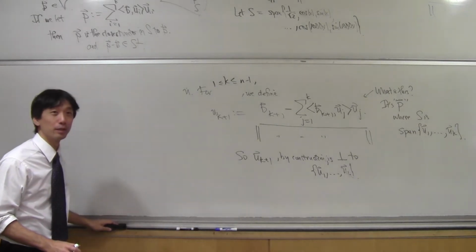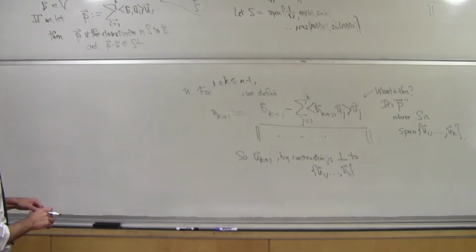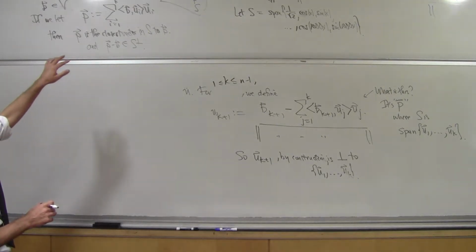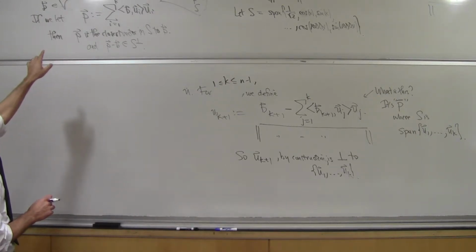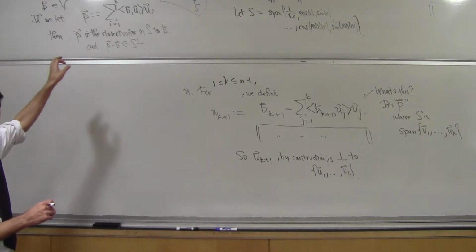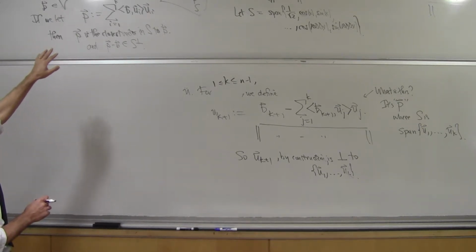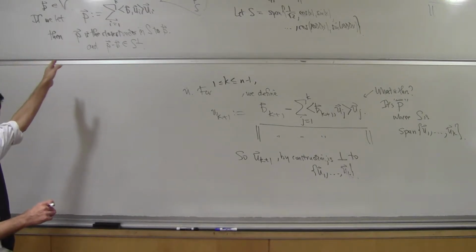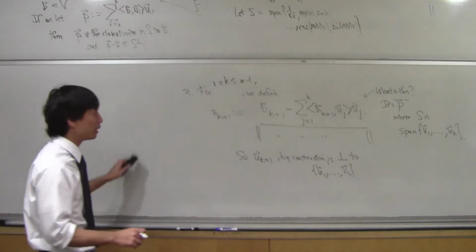Wait, how do you know that it spans S? Well, you're going to have n vectors, and they are linearly independent. So you're going to have these n linearly independent vectors that lie in the span of the b's, and so they will span. They have the same span.